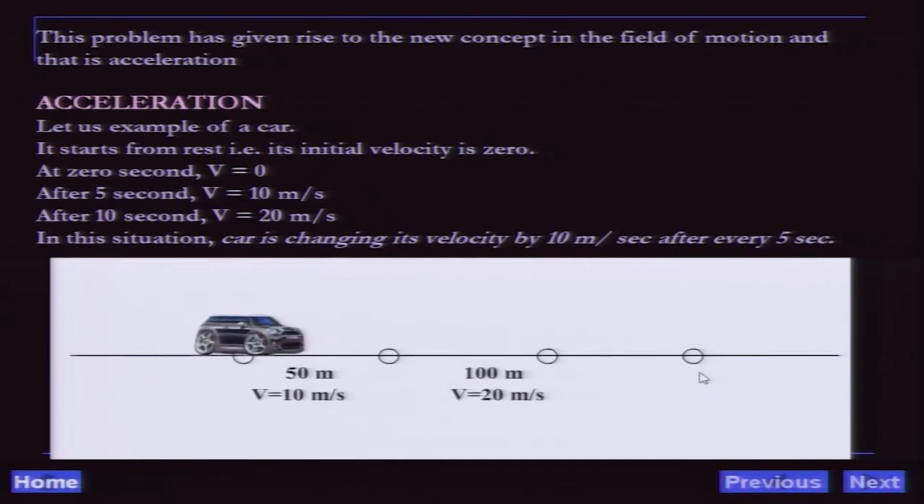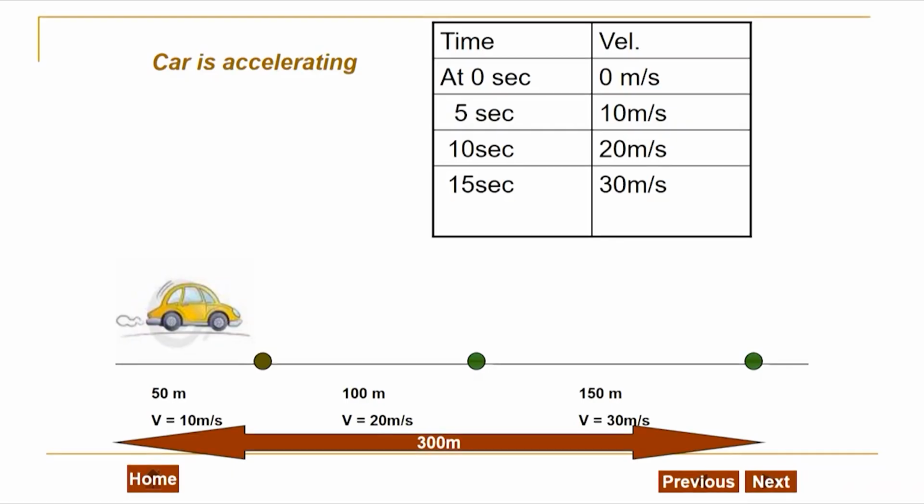So what is acceleration? Let us take an example of a car. It starts from rest, that is, its initial velocity is 0. At 0 seconds v is 0. After 5 seconds v is 10 meters per second. After 10 seconds it is 20 meters per second. In this situation, the car is changing its velocity by 10 meters per second after every 5 seconds. Now next, the car is accelerating.